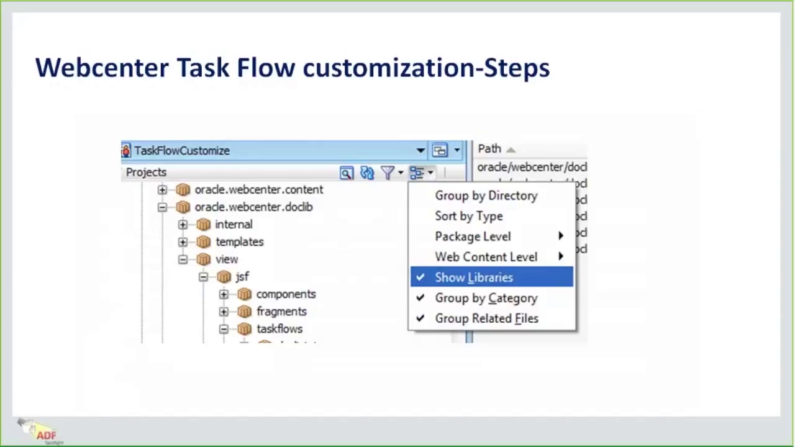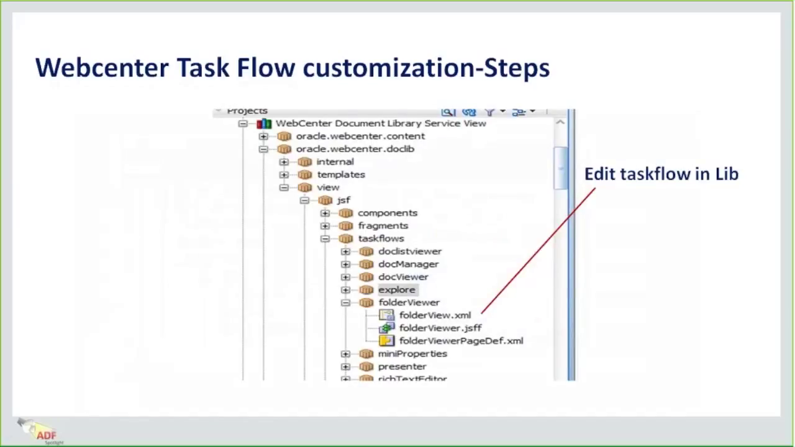Once you create an application, you then need to enable show libraries. When you do that, you will be able to see all the libraries that come with WebCenter, and there you can go to the specified Taskflow and edit it. For example, I'm showing that we are using the document library service, and we go to the specified doc clip Taskflow. We have the folder view, and this is the folder view Taskflow, and this is the folder view JSSF. So we can modify this task flow.